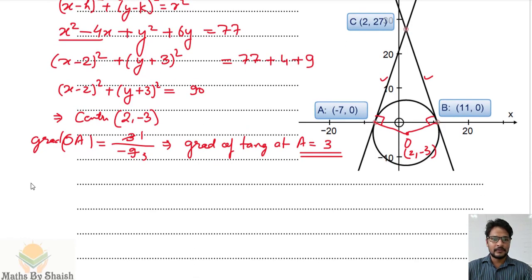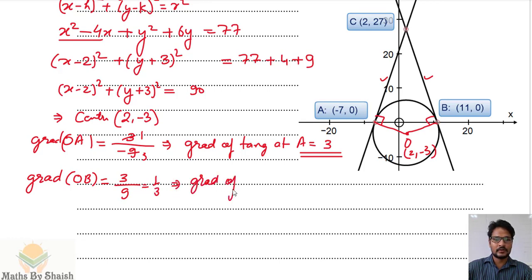Now we will find the gradient of OB. Again, y2 minus y1, 0 minus -3 is 3, and 11 minus 2 is 9, hence it is going to be only 1 by 3, which means the gradient of the tangent at B is going to be the negative reciprocal, that is minus 3. So we can find the equation of the tangent.